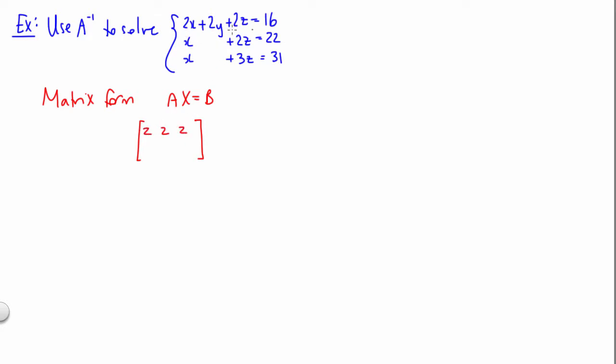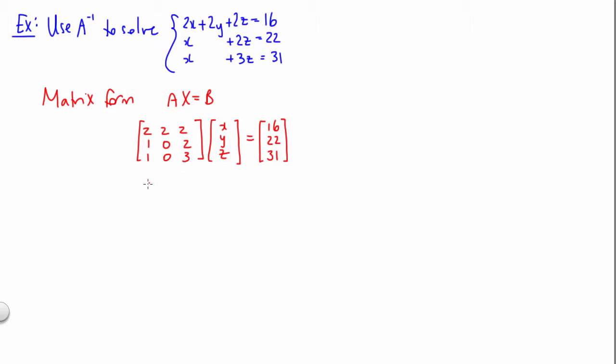So pulling out the coefficients from the system, we've got 2, 2, 2, 1, 0, 2, 1, 0, 3. X is a column vector which represents your variables, so x, y, z. And on the right side we've got a column vector consisting of the constants. So there's the matrix form of our system.